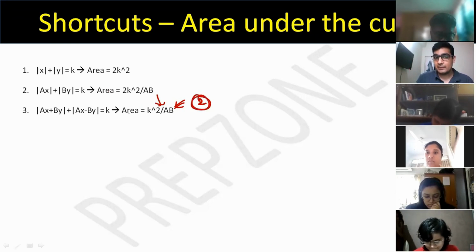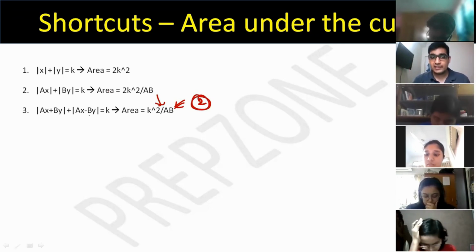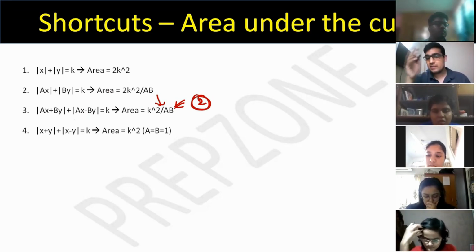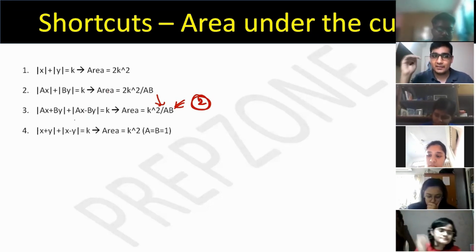ठीक है, 2 का factor यहाँ पे नहीं आएगा. These are two lines, k sum intersection. So area will be k square by ab. Next is mod of x plus y plus mod of x minus y, which is nothing but essentially putting a equals to b equals to 1. So area will be k square.